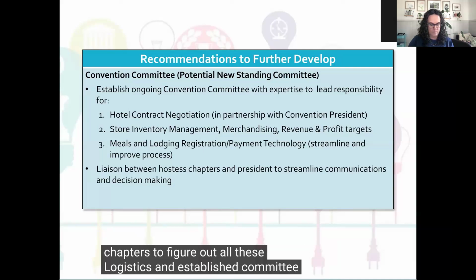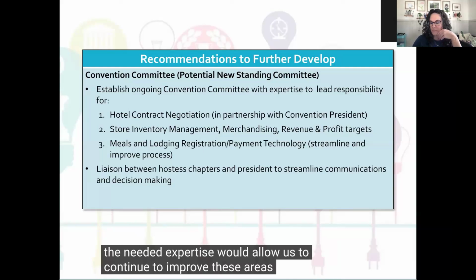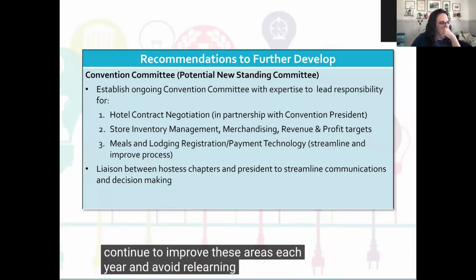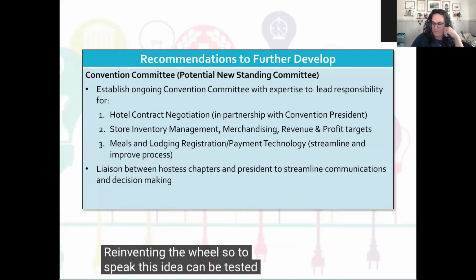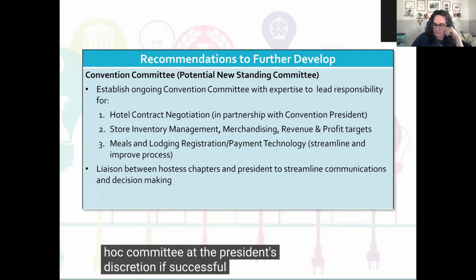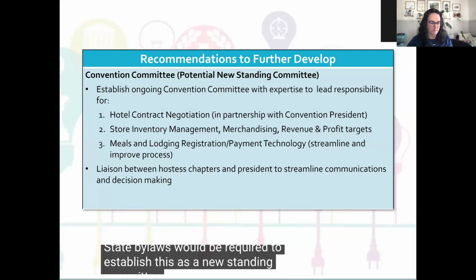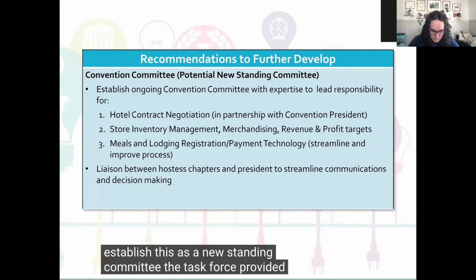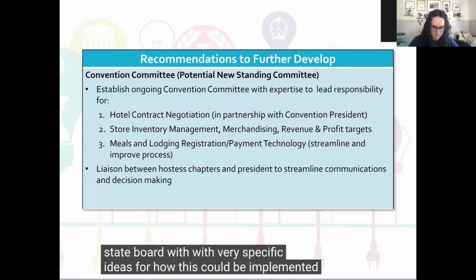An established committee with the needed expertise would allow us to continue to improve these areas each year and avoid relearning and reinventing the wheel, so to speak. This idea can be tested with an ad hoc committee at the president's discretion. If successful, an amendment to state bylaws would be required to establish this as a new standing committee. The task force provided our state board with very specific ideas for how this could be implemented.